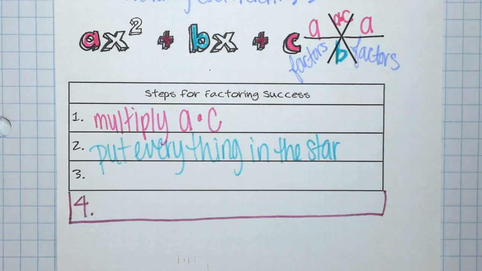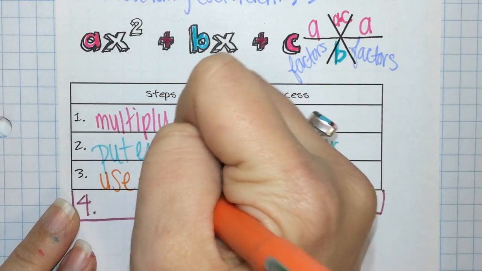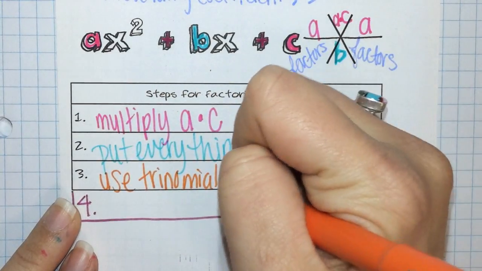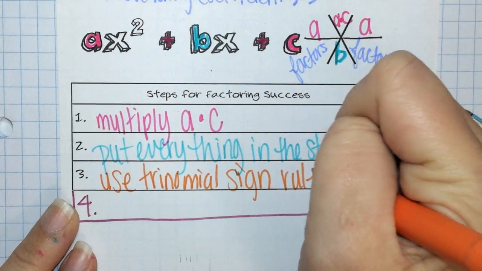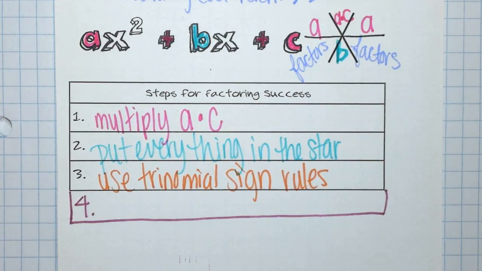The third thing that we're going to do, which is what we did before, is we still have to watch our signs. So we're going to use our trinomial sign rules. Which were what? If C was positive, what did we do? If C was positive, you referred to B, and both numbers would be positive or negative, whichever the sign of B is. Good. Take a point. I'm so proud of you for finally learning that. And if C was negative, what would you do? The biggest factor would be the sign of B. Good. Take a point.